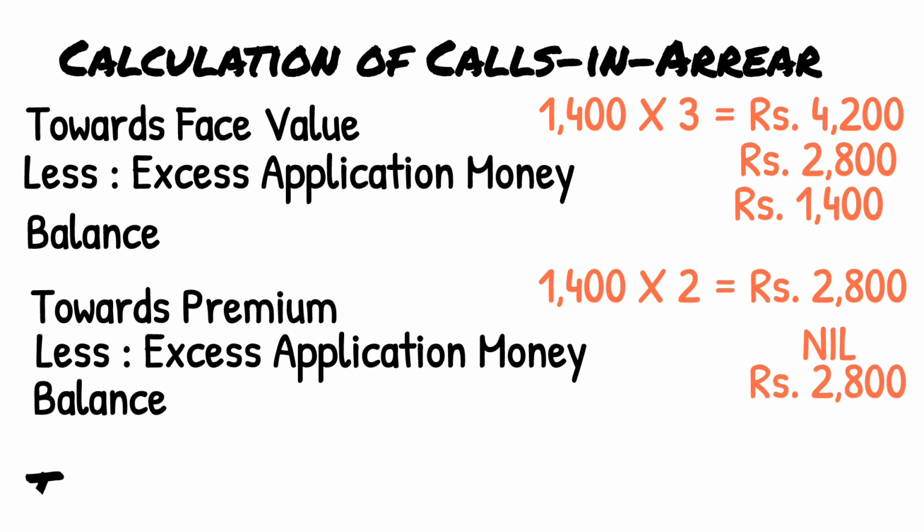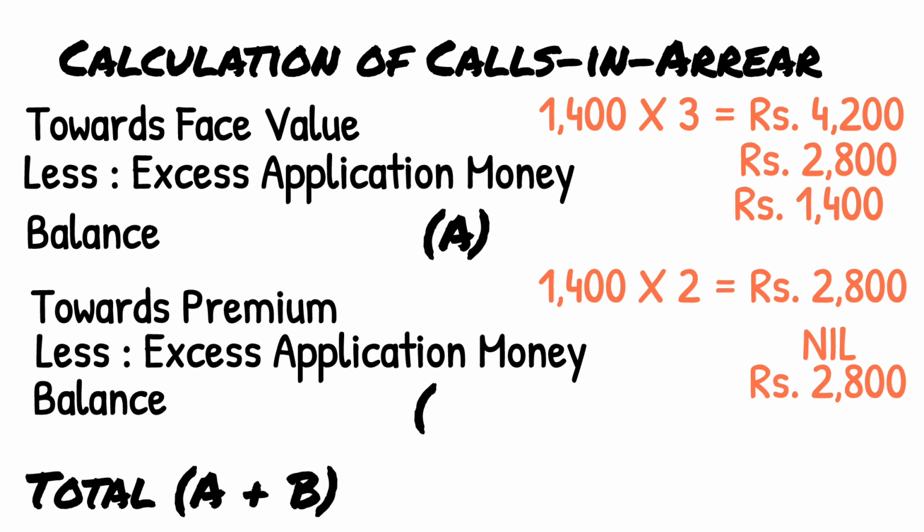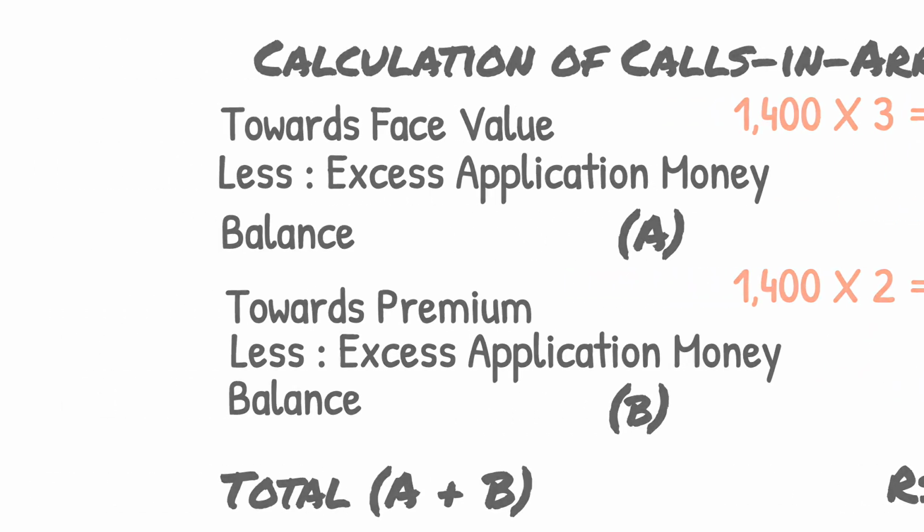What is the total amount that he was supposed to pay at the time of allotment? He was supposed to pay 1,400 plus 2,800 at the time of allotment. If he did not make the payment, then this rupees 4,200 becomes his calls in arrears.